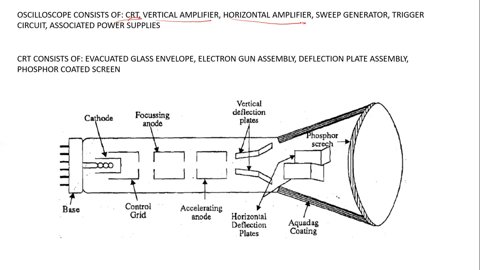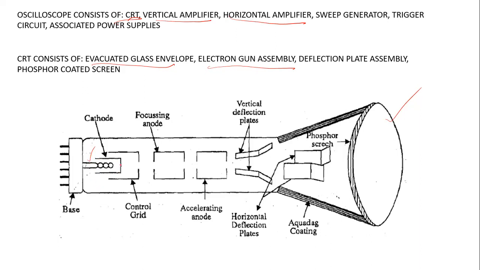The cathode ray tube is equipped with an evacuated glass envelope, something like this. Within this evacuated glass envelope, you have what is called an electron gun assembly. An electron gun assembly consists of the cathode with the control grid, which is connected to a negative potential relative to the cathode. There is also a heating filament. So the electron gun assembly consists of this heating filament and the cathode.